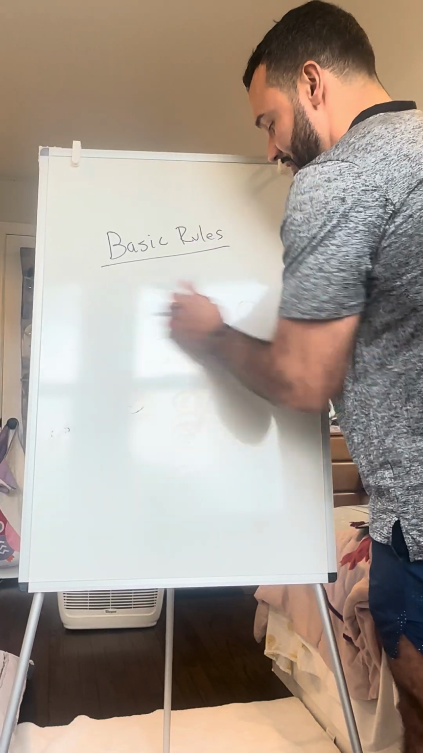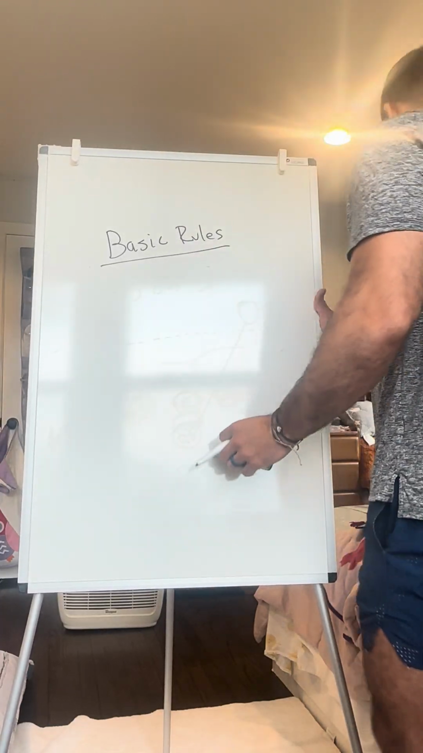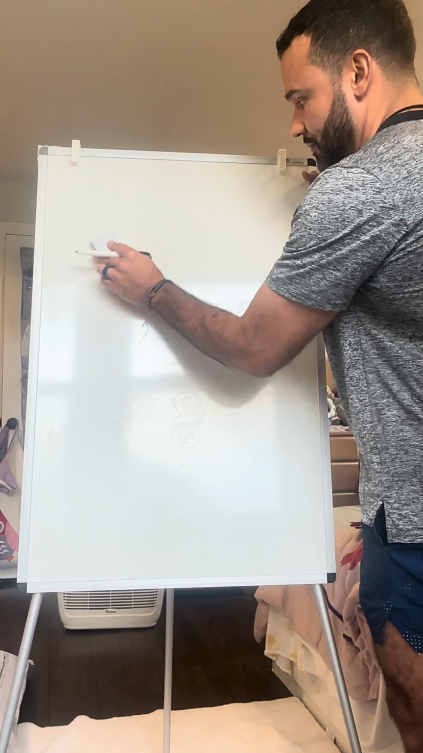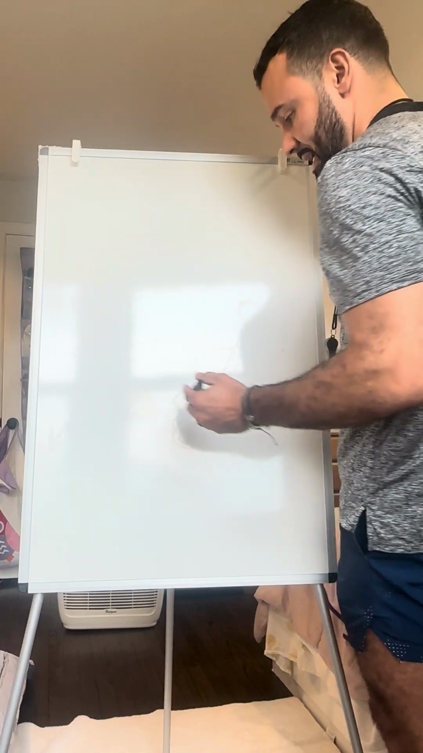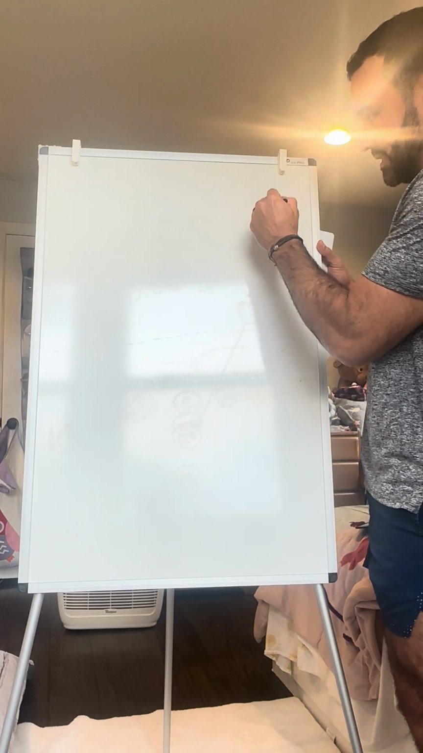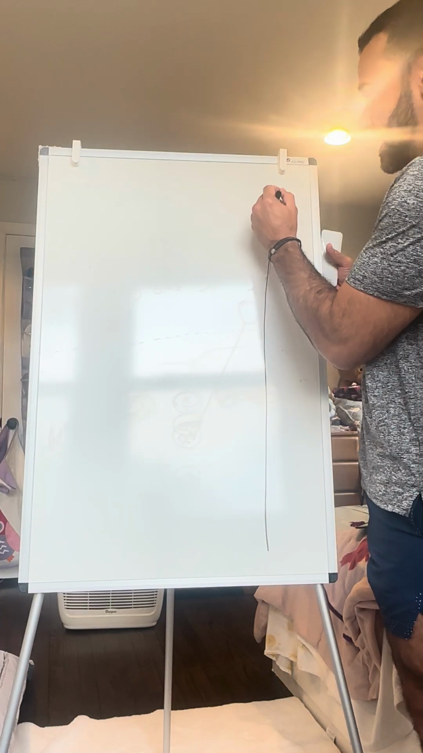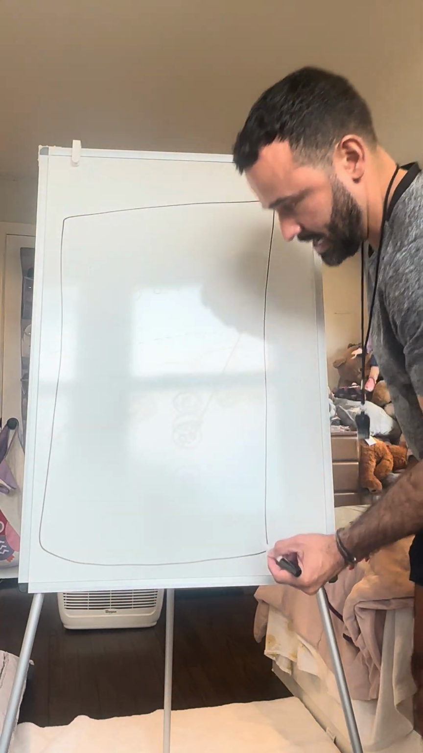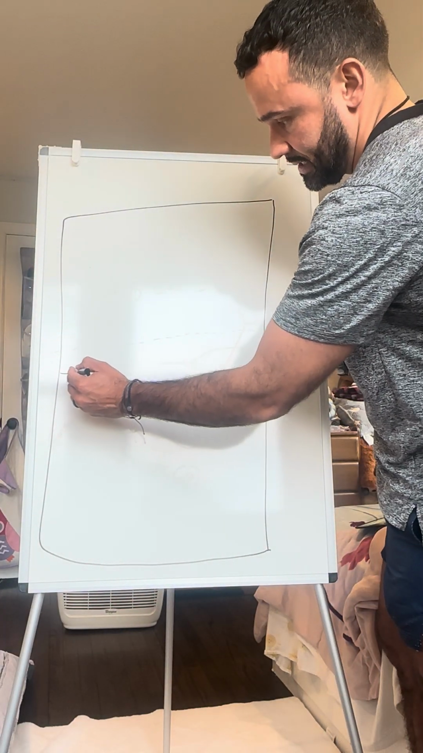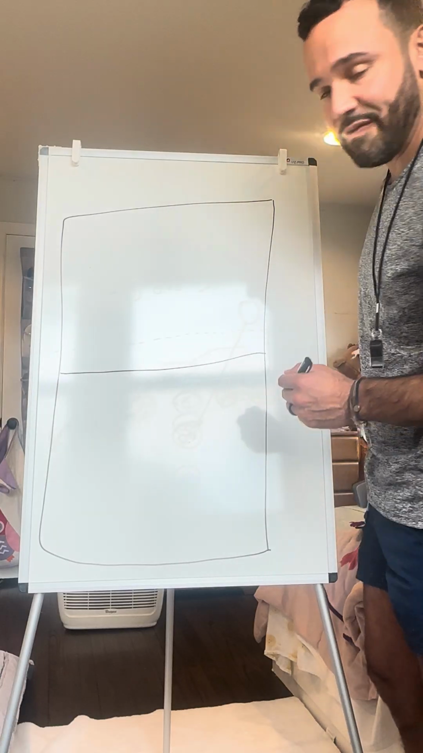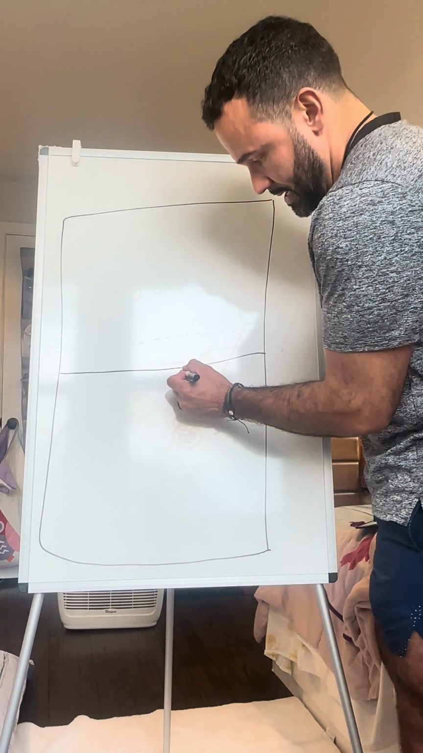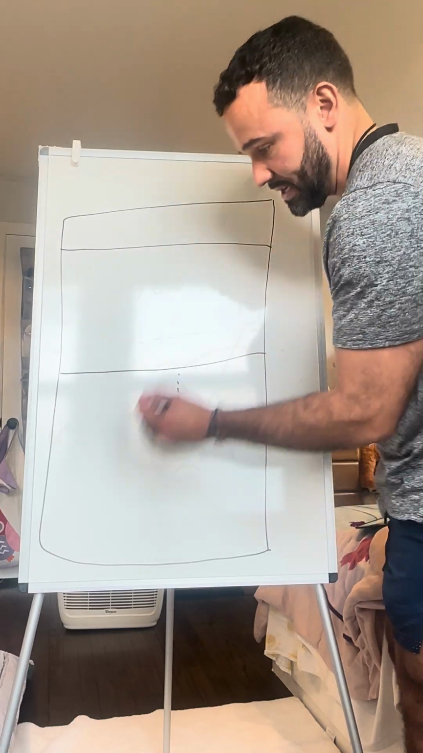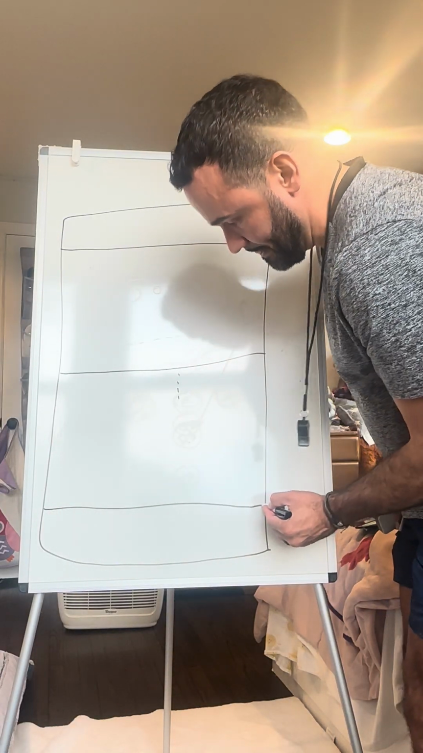The first one, 5-on-5. Second rule, the second basic rule that we have, is we're going to have no-run zones on the field. Okay, so let's pretend this is the field. Let's pretend that this is the halfway point of the field. Then these are the end zones here.